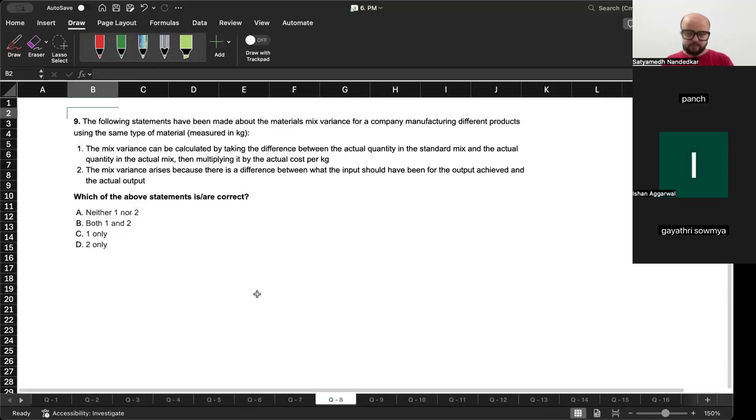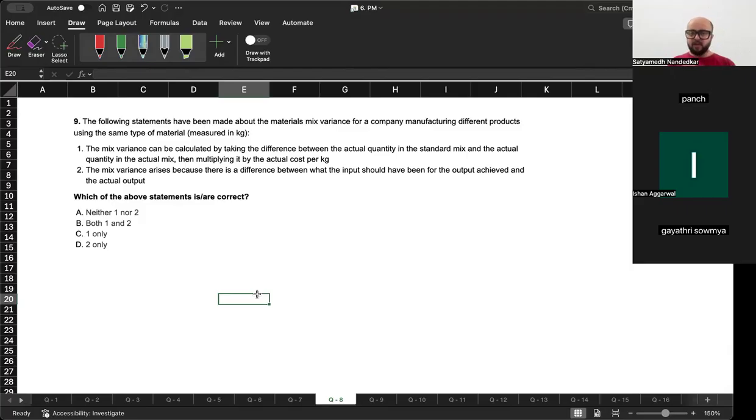No, sir. Let's go. Have a look at these. Which of the above is or are correct? The following statements have been made about the material mix variance for a company manufacturing different products using the same type of material measured in kgs. The mix variance can be calculated by taking the difference between the actual quantity in the standard mix and the actual quantity in the actual mix, then multiplying it by the actual cost per kg.